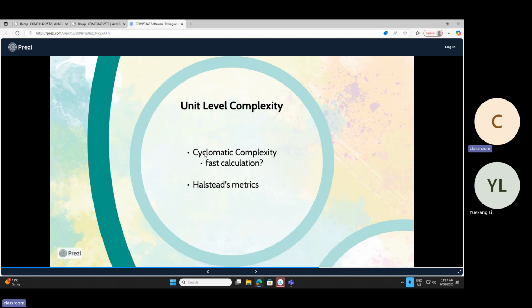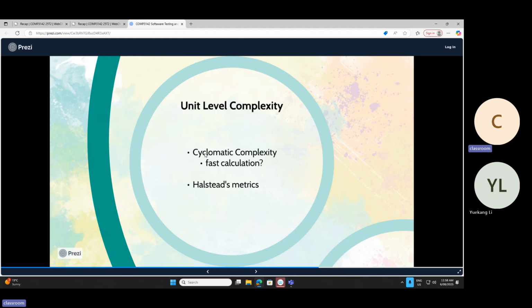The first one is called unit level complexity. And we learned two different types of unit level complexity. The first one is cyclomatic complexity. So do you still remember what is cyclomatic complexity? So it is related to graphs, right? It is the number of edges minus the number of nodes plus 2, right?